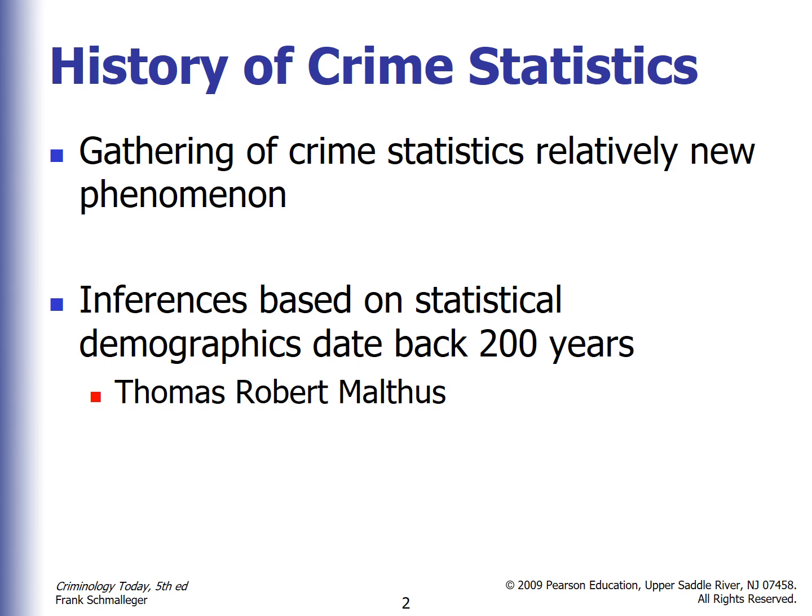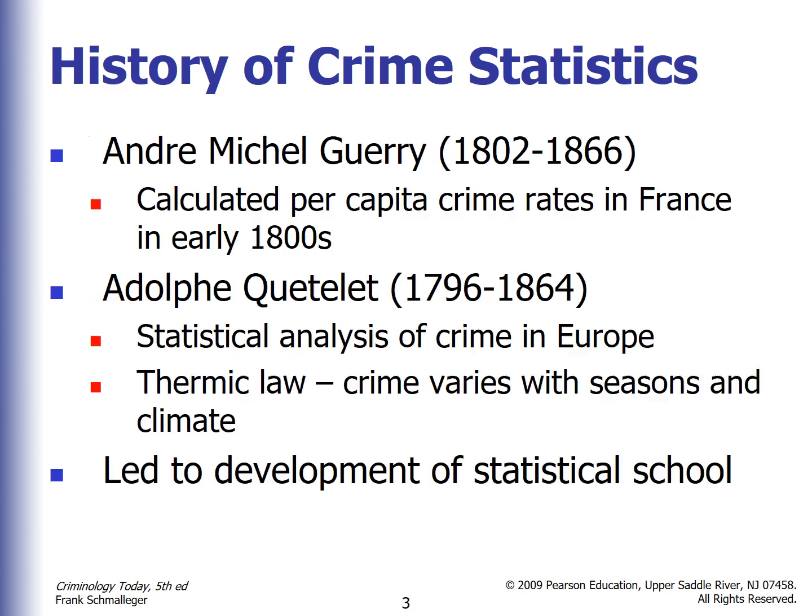So the history of crime statistics, considering how old our world is, gathering of crime statistics is a relatively new thing. Somebody named Thomas Malthus made inferences based on statistical demographics about 200 years ago. So he was looking at numbers and trying to infer what might happen in society. And that's only 200 years ago. 200 years ago in the history of the world is a drop in a bucket. So we really have not been looking at the data for very long.